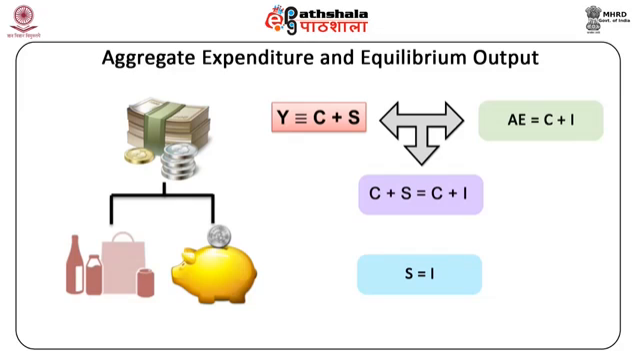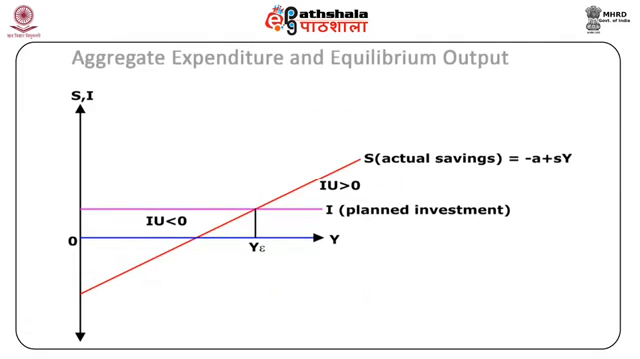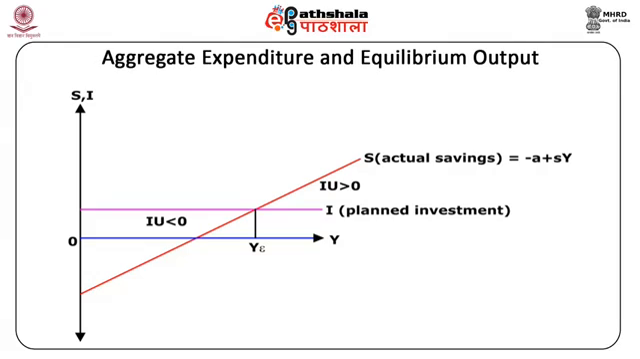savings equal planned investment. Let us discuss the relation between planned investment and savings. The investment curve is a straight line parallel to the y-axis and the saving curve intersects the investment curve at income level Y epsilon. Below Y epsilon, investment is greater than savings. As a result, unplanned investment increases and beyond Y epsilon, savings exceed planned investment and thus unplanned inventory increases.